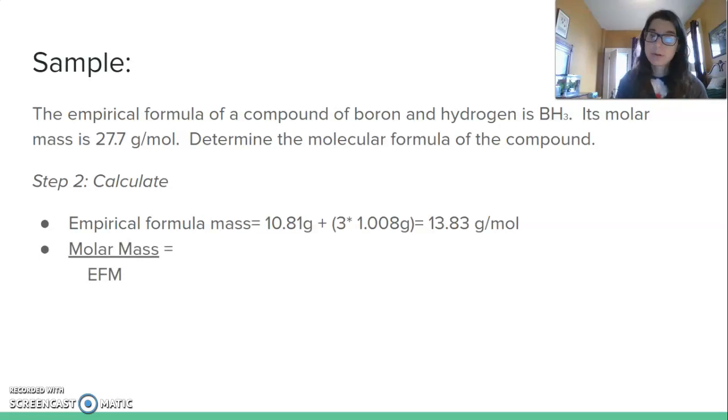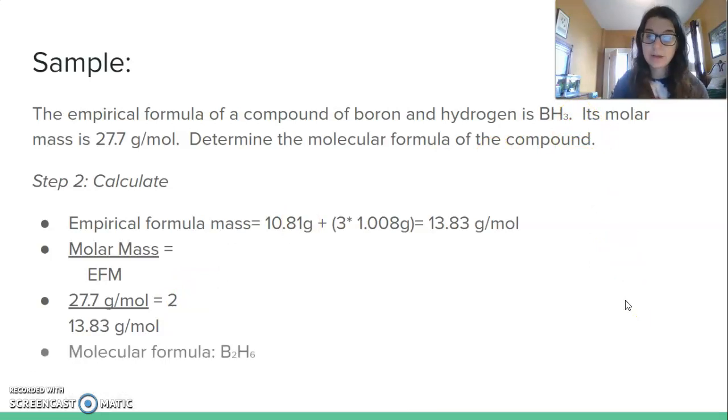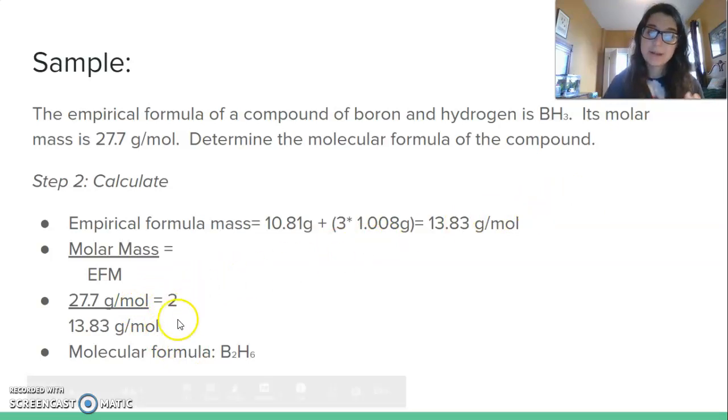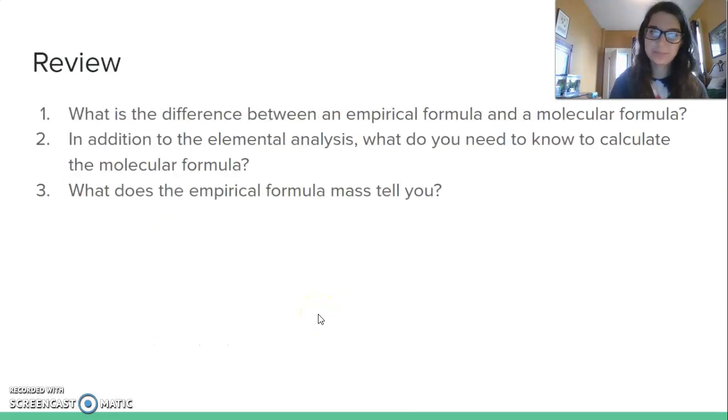Next, we divide the molar mass by the empirical formula mass, which I abbreviate as EFM. So we take 27.7 divided by 13.83, and we get 2. This is the whole number that we then apply to the empirical formula to find the molecular formula. So it should be B2H6, because 2 times 1 is 2, 2 times 3 is 6. Now if we did this and got a result of 1, then we would know that the molecular formula is the same as the empirical formula. So the molecular formula would be BH3 if we got 1 for the result.